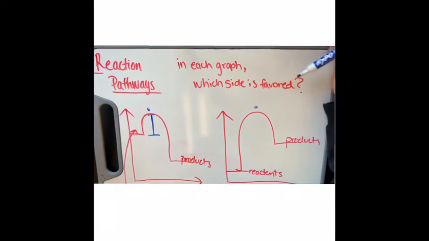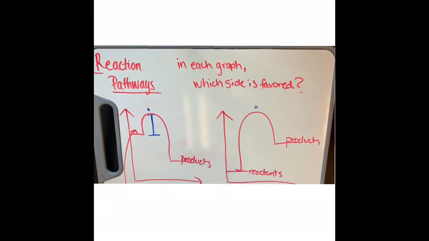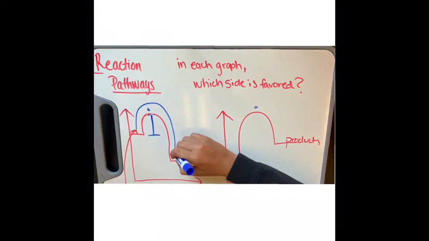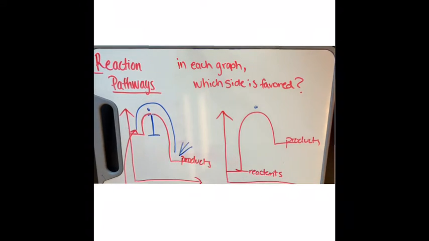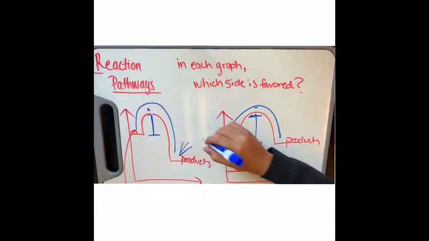Let's start with this question. In each graph, which side is favored? We know that this has less activation energy on the reactant side, so it'll take less time to go here, which will favor the product side. Now in this question, since it's a reverse reaction, the products take less activation energy to create the reaction, which will make the reactants favored.